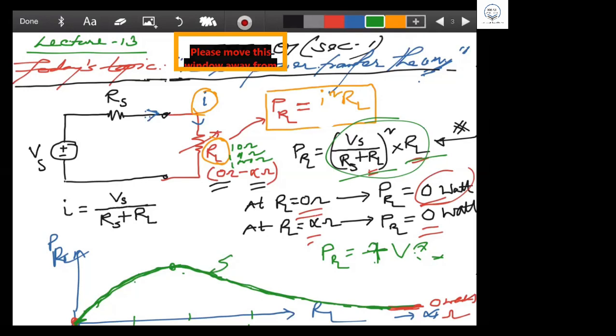What happened? This green line should be PRL versus RL, right? This is the Y-axis, this is the X-axis. Is it Y equal to MX? It's not a straight line. No, sir. It's a very much non-linear relationship. What is that relationship? So this should be PRL equal to what?